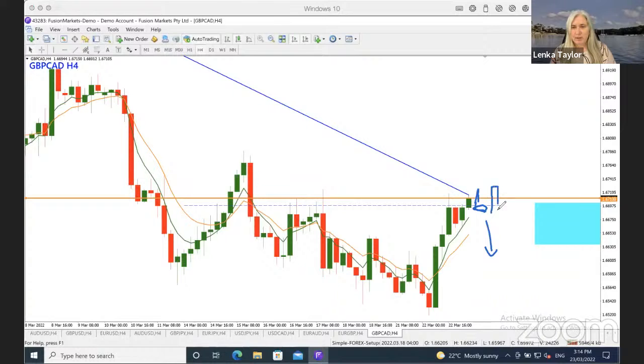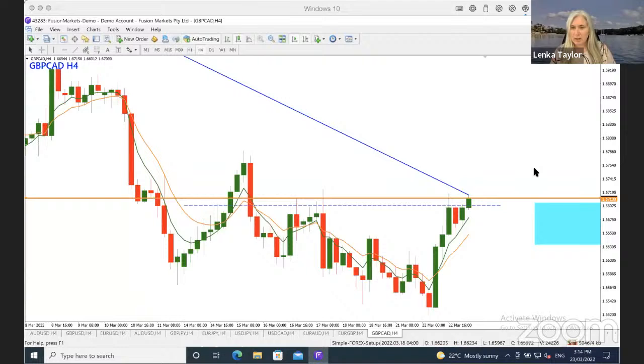So, anything that comes above but closes still below, then I would be looking at short after that. If it does pop up and close above, so we have a close above, then that's a different story. Might just wait to see if there is then a retest to go long. Okay, so that is all the setups for today.